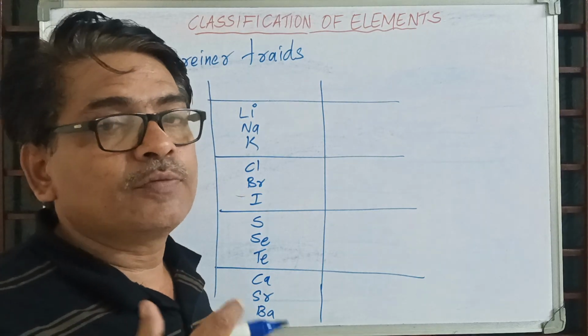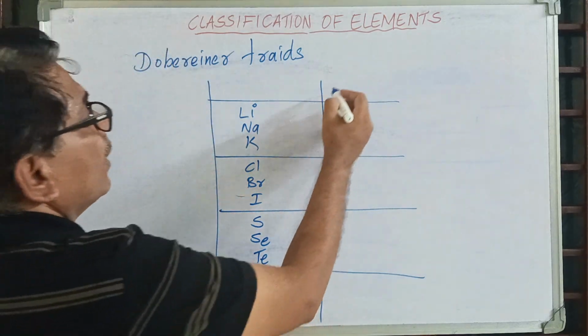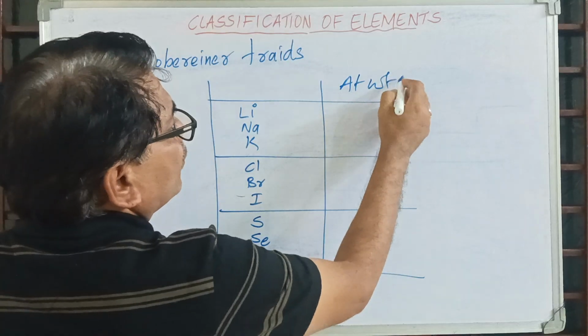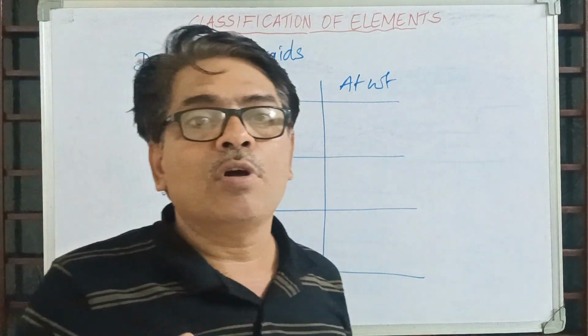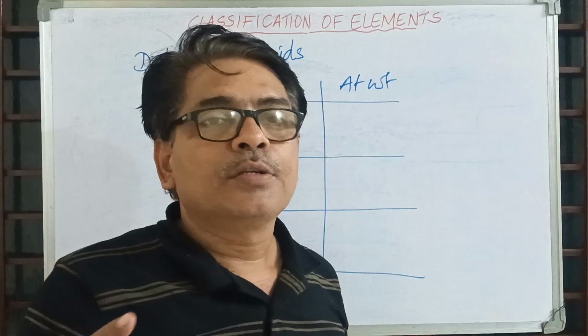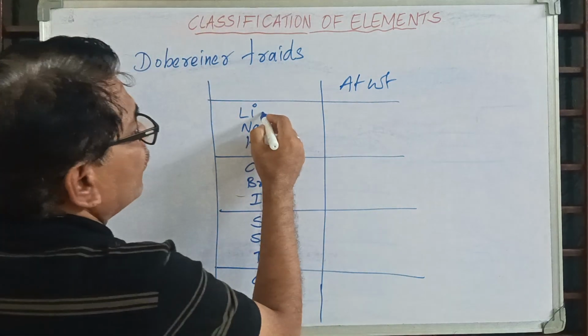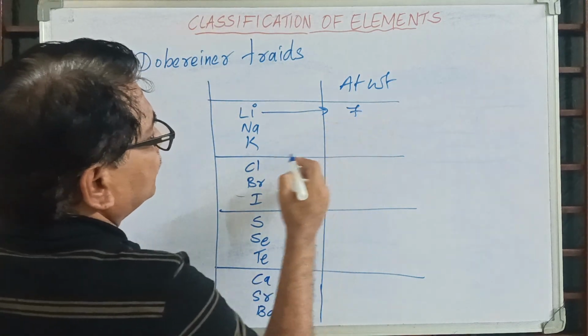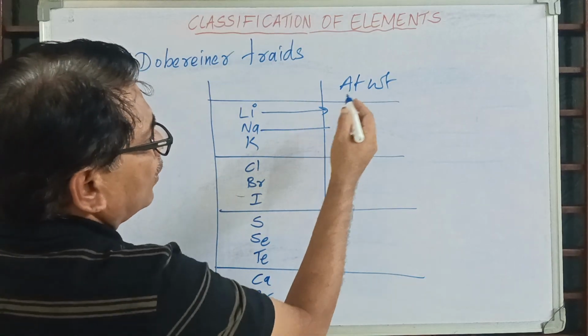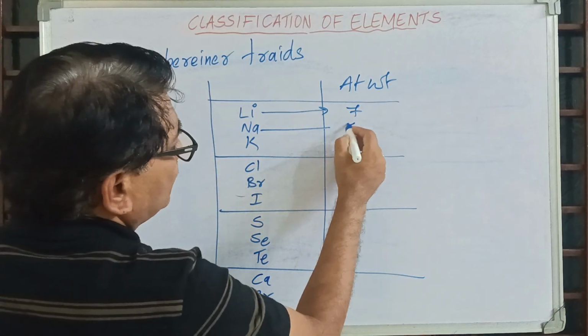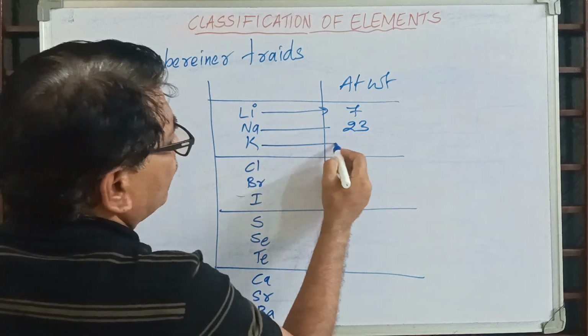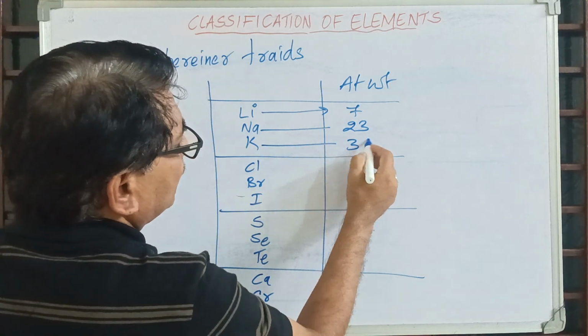At the same time, there is one more logic in this. What was prevailing at that time was only atomic weight. There was no concept like atomic number. So the atomic weight of lithium is 7, the atomic weight of sodium is 23, and the atomic weight of potassium is 39.